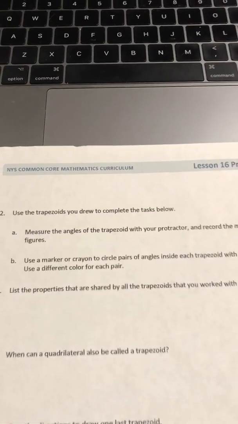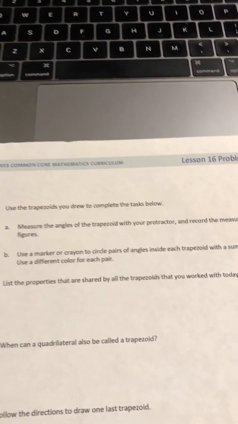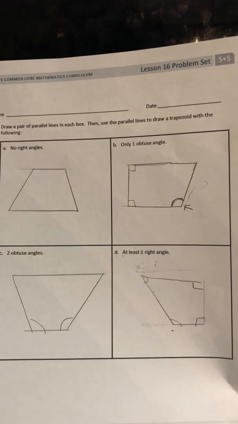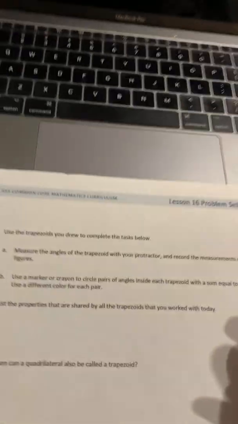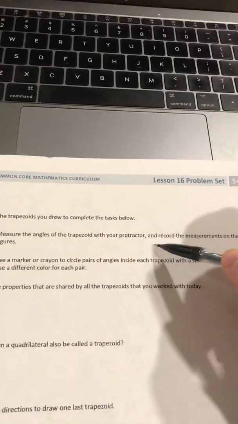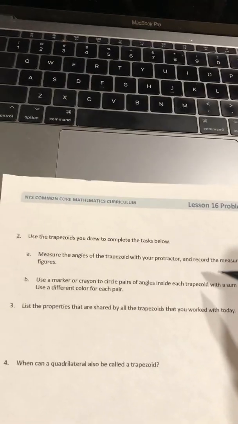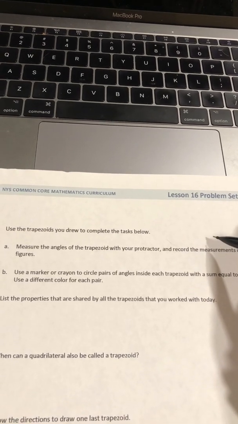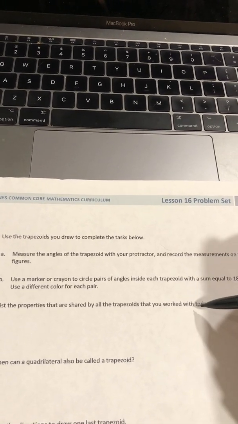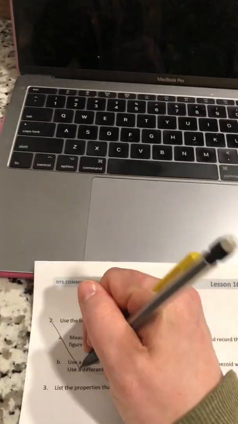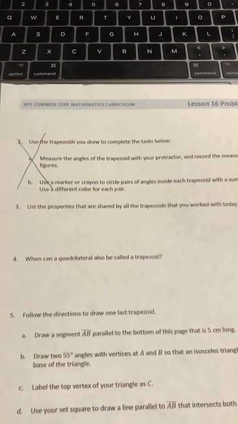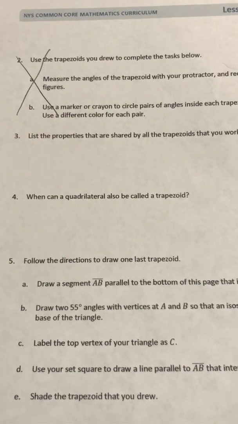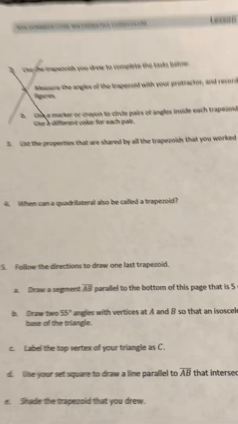So now, it says 2, use the trapezoids you drew to complete the task below. So I'm going to take those trapezoids that I already drew to help me. It says, okay, so measure the angle of your trapezoid with a protractor and record the measurement. I do not need to do 2A or B. So I am eliminating 2 unless you have a protractor at home, which I'm gonna say probably most of us do not, and that's totally fine. You do not need to do number 2.